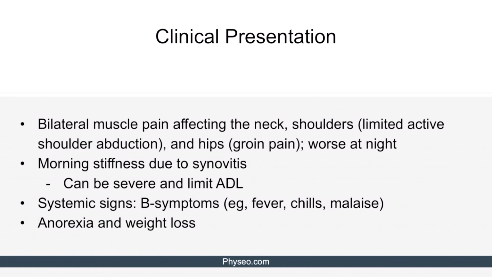Patients experience a combination of musculoskeletal and systemic symptoms. Musculoskeletal symptoms present as bilateral muscle pain affecting the neck, shoulders, and hips. And patients will complain of limited active shoulder abduction. They're not able to lift their arm up as much, and hip and groin pain, and that pain is typically worse at night. There's also associated morning stiffness due to the synovitis that can be severe and limit activities of daily living, abbreviated ADLs. Patients can also experience systemic symptoms, namely B symptoms, such as fever, chills, and malaise. Now, anorexia and weight loss can also be evident.